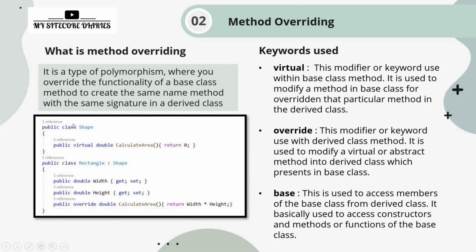So this is an example where I have a Shape class, the base class, where I have written the virtual method CalculateArea. I have used the keyword virtual here, which is doing nothing here. It is returning 0. Whereas I have a Rectangle class which is inheriting Shape. It has a width and height, and then you are overriding CalculateArea, so it gets calculated. This is how method overriding works.